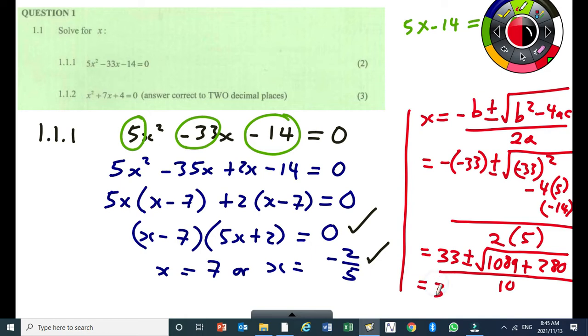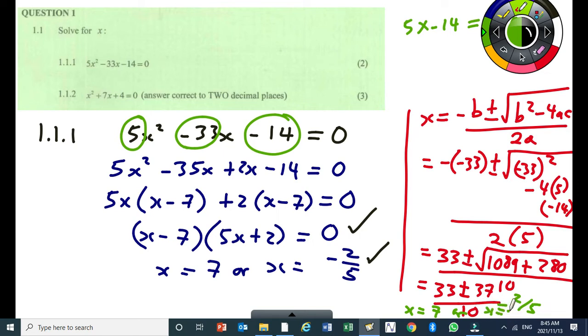So we end up with 33 plus or minus 37 over 10. Now if you take the positive, 33 plus 37, that will give you 70 divided by 10. You end up getting 7. So x is going to be 7, or if you say 33 minus 37, you get negative 4. Negative 4 over 10, that will give you minus 2 over 5. So you still get the same result.